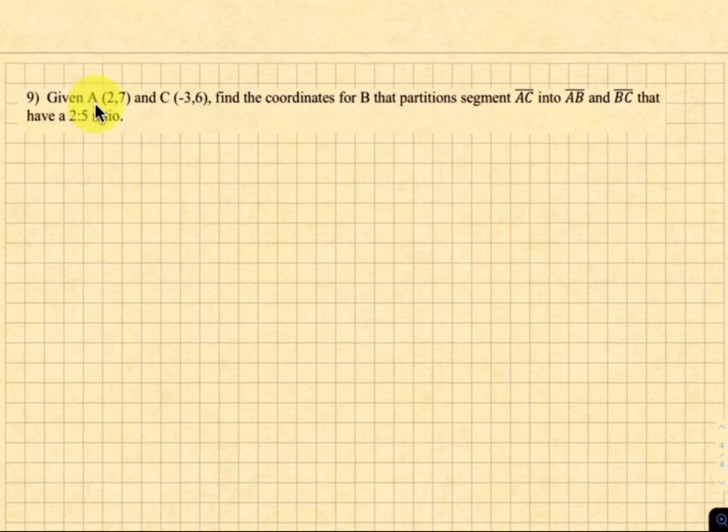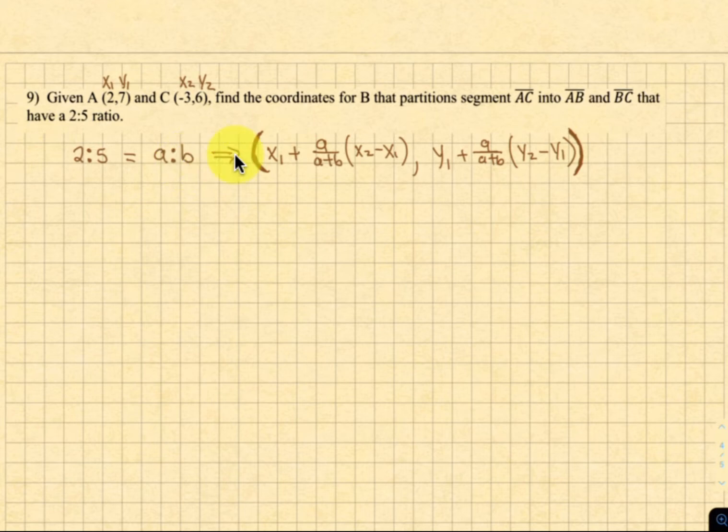Number 9. Given A, which is 2, 7, and C is -3, 6, find the coordinates of B that partition segment AC into AB and BC that have a 2:5 ratio. So we recognize 2:5 as being the ratio A to B. And the partition formula is x1 plus A divided by A plus B times x2 minus x1. That gives us the x-coordinate. And then the y-coordinate is y1 plus A over A plus B times y2 minus y1.